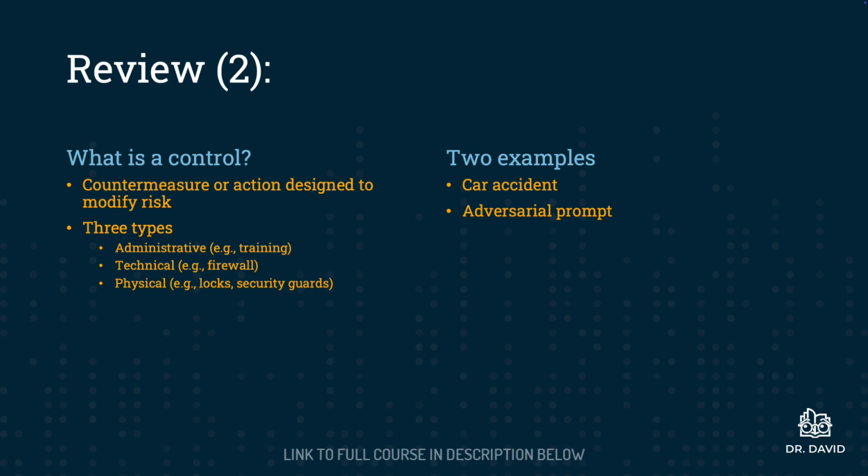There are three broad categories of controls. These are administrative, technical, and physical. And we looked at two concrete examples of risk. The general example would be a car accident, and the second, AI-specific example was adversarial prompt.